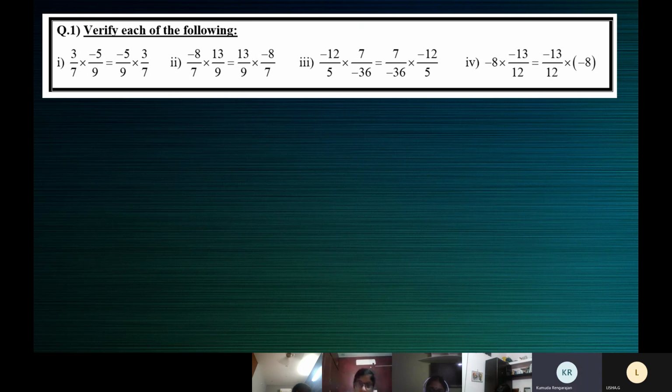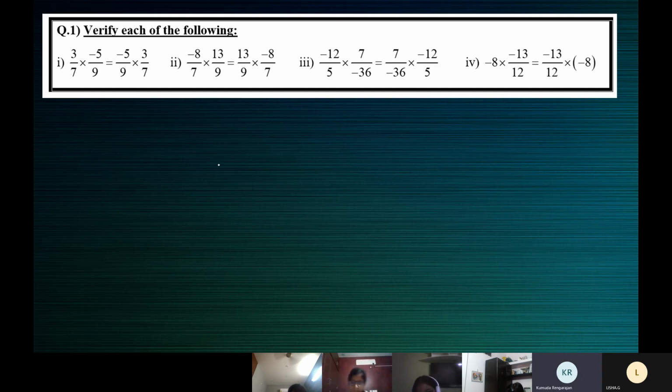Let's work one of the 4 you see here. Verify each of the following. What property is illustrated here? Ma'am, commutative property of multiplication of rational numbers. Very good. So you take 2 rational numbers and multiply them in any order, A into B or B into A, the answer will be the same.